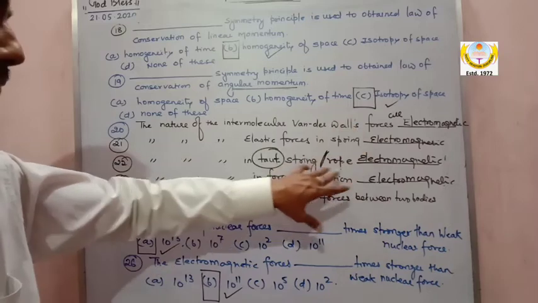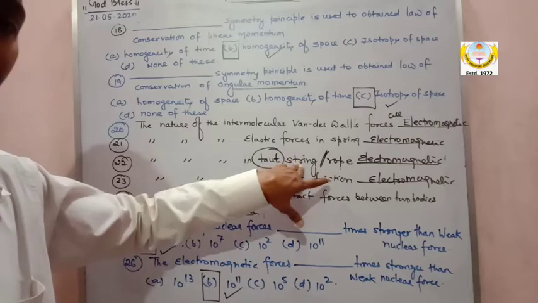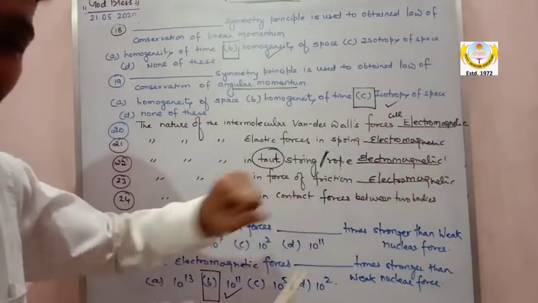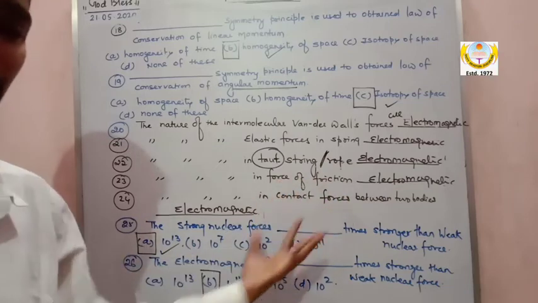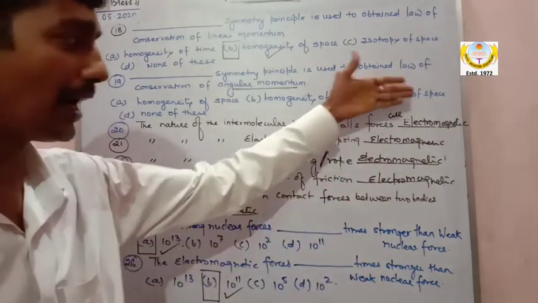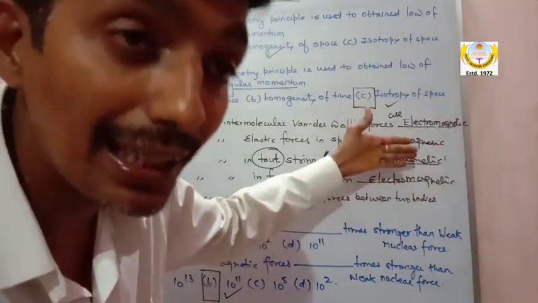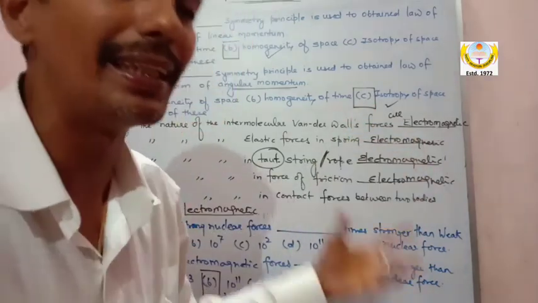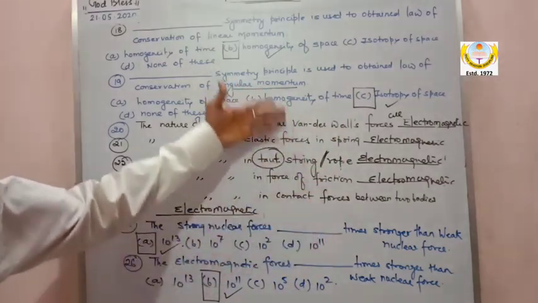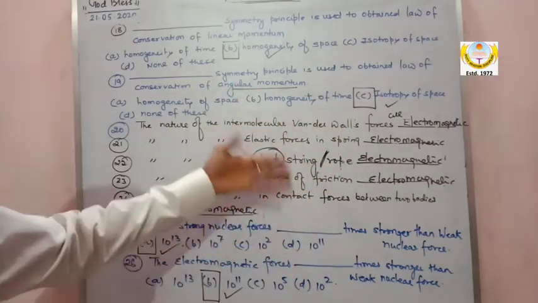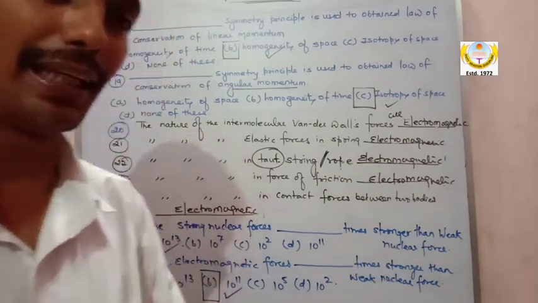And here I have given the 5 common questions: if I ask what is the nature of van der Waals forces, elastic force in a spring, taut string, stretched string, tight string or rope, force of friction, contact force between two bodies. Sir, all are electromagnetic forces in nature. Am I clear? So take care, any of these 5 examples can be asked in the exam, and all the answers are common. They are electromagnetic forces in nature, right?